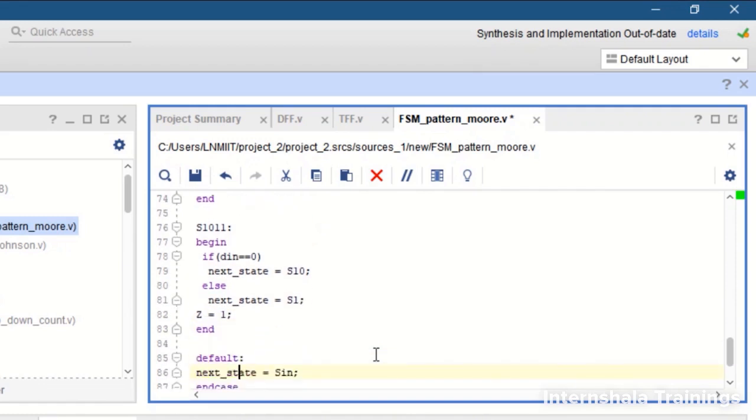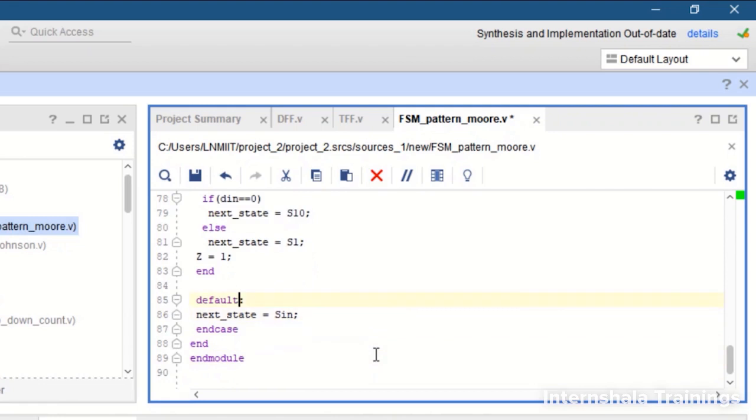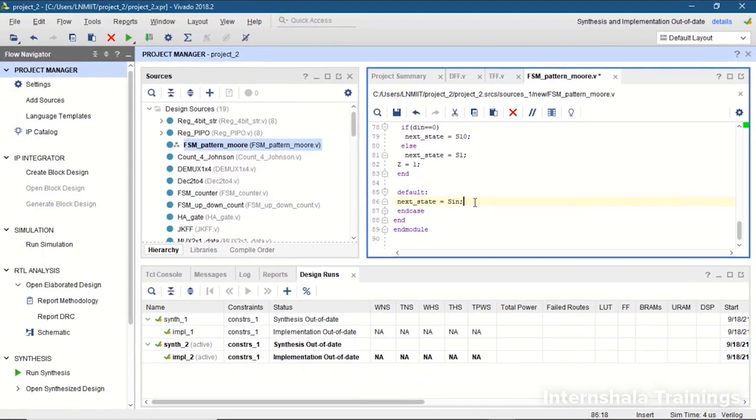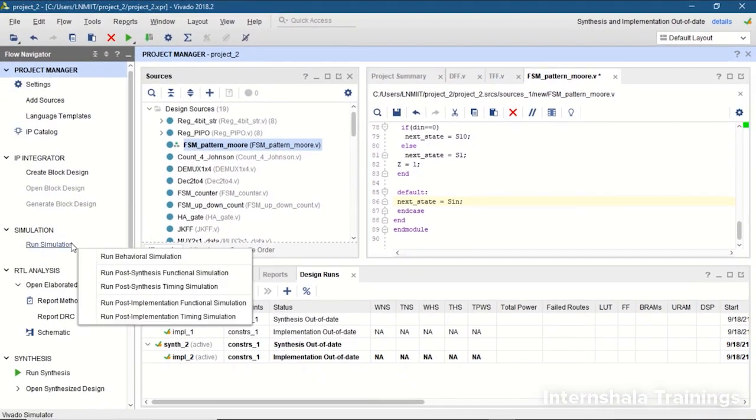So that is the code. And one thing that we should do is, in case there is any disturbance in the state transitions, then the default will be considered, and we are saying the default state is S initial. So this is our code. Now let us run the simulations.